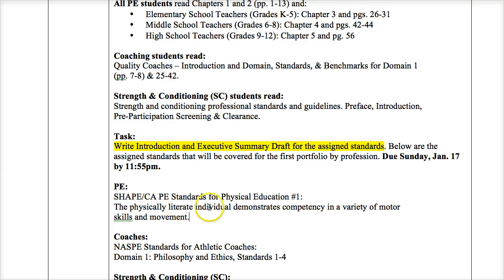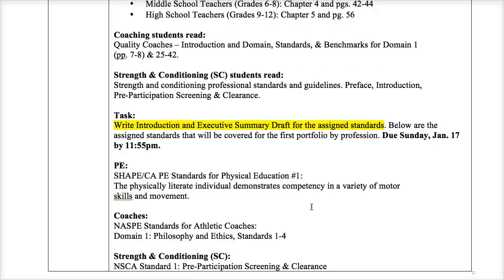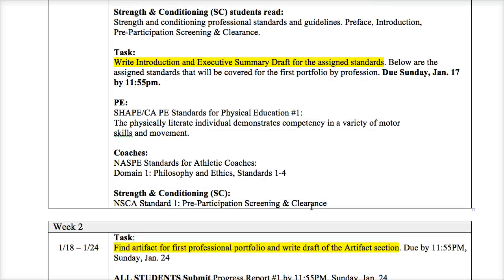The physically literate individual demonstrates competency in a variety of motor skills and movement. What does that mean to a non-PE person? Explain it in such a way that they can understand it. Try not to use a lot of terms that a non-kinesiology, a non-PE person will not understand. And the same with coaches.